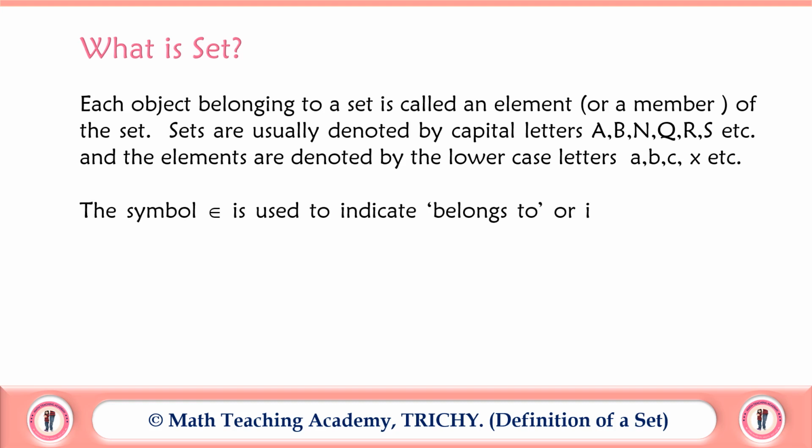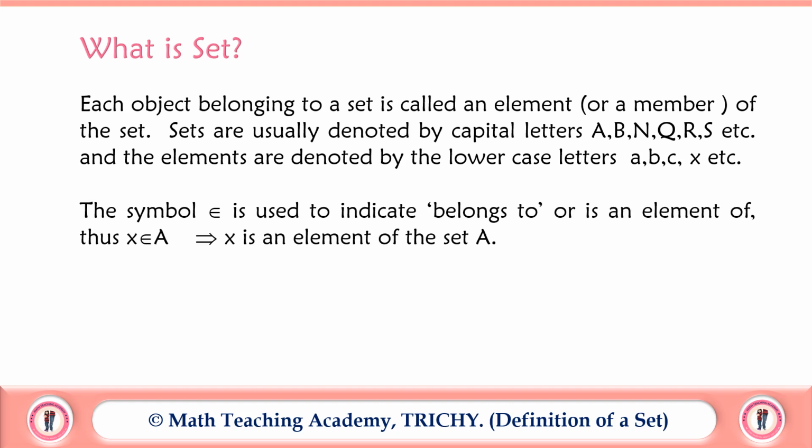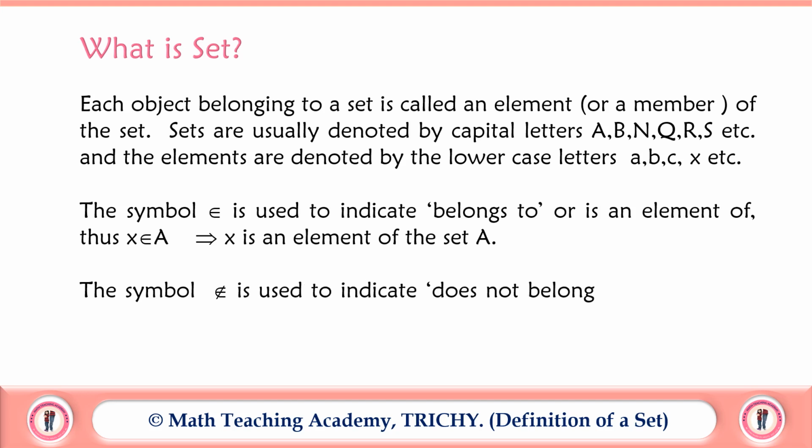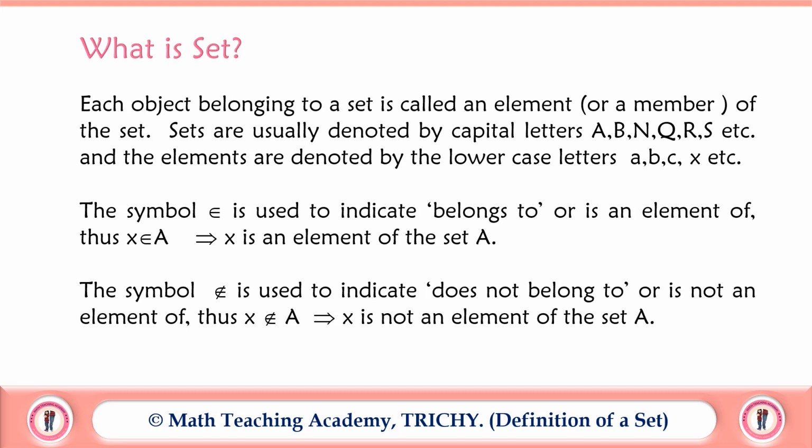The symbol ∈ is used to indicate belongs to or is an element of. Thus, x ∈ A means that x is an element of the set A. The symbol ∉ is used to indicate does not belong to or is not an element of. Thus, x ∉ A means that x is not an element of the set A.